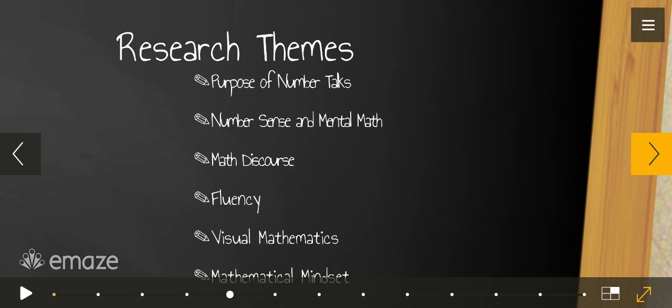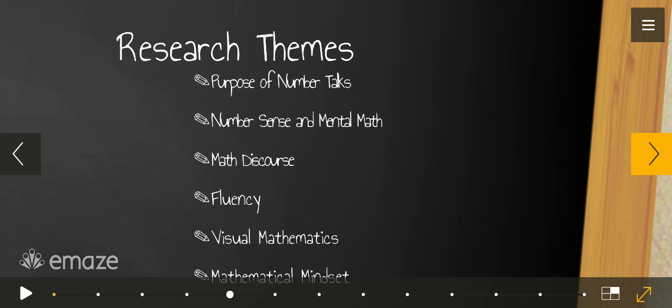With number talks, students are able to make sense of their own mathematical ideas. But this only happens when students are given the opportunity to make sense of the mathematics for themselves. The next theme I looked at was number sense and mental math.